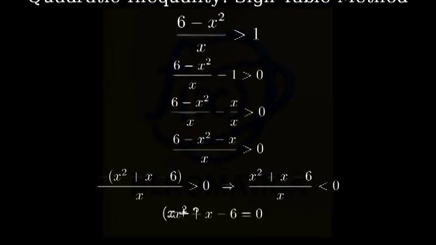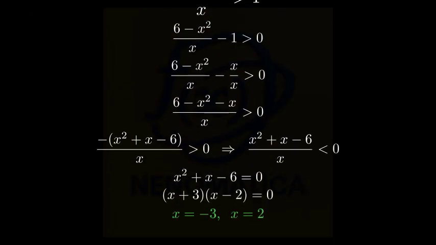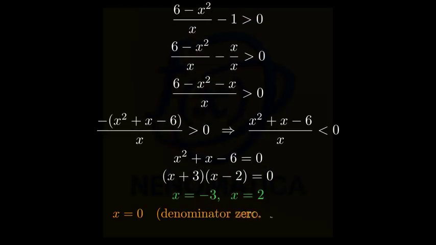Step 2. Find the roots of the numerator. Set x squared plus x minus 6 equal to 0 and factor. That gives (x plus 3) times (x minus 2) equals 0. So the numerator zeros are x equals -3 and x equals 2. Step 3. Find the root of the denominator. The denominator x equals 0 is an undefined point for our expression, so x equals 0 must be excluded.